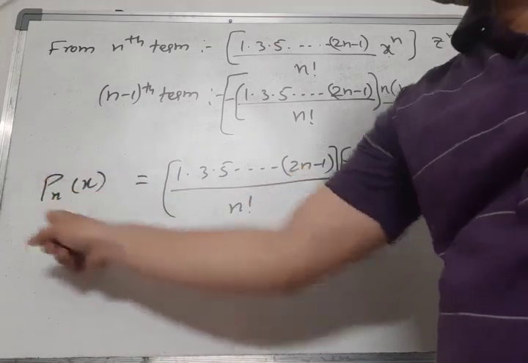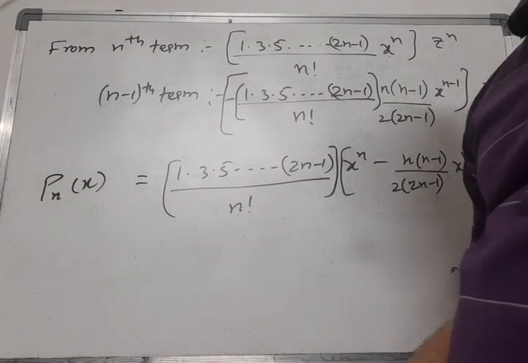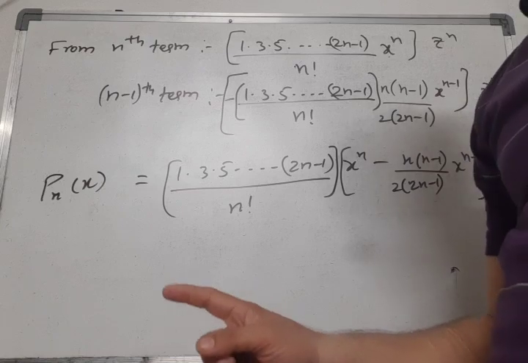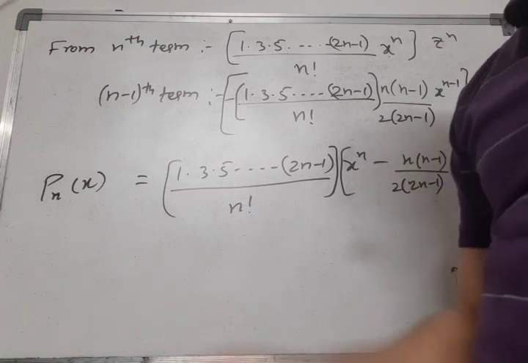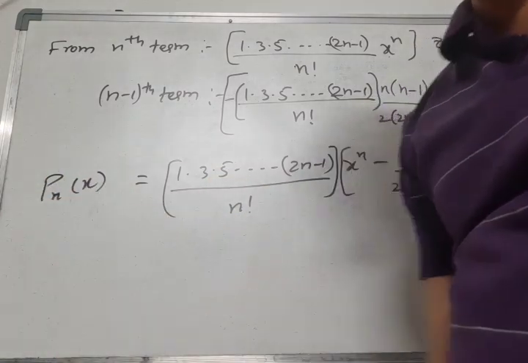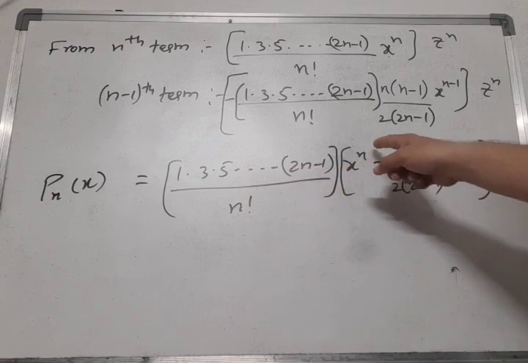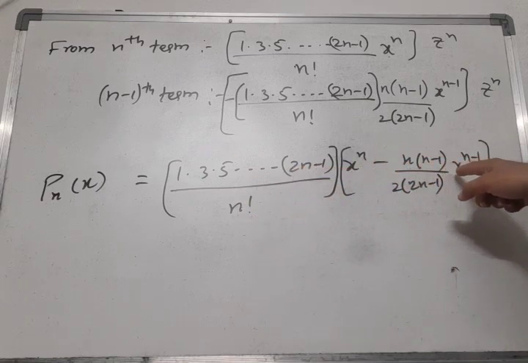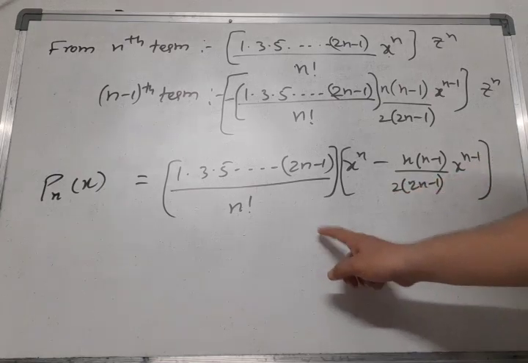This is the polynomial where we are using the generating function, that is 1 minus 2xz plus z square whole to the power of minus 1 by 2. That is the generating function. From that generating function, we have derived the Legendre polynomial Pn of x. That is 1 into 3 into 5, odd multiples, by n factorial into x power n minus n into n minus 1 x raised to n minus 1 by 2 into 2n minus 1. This is the Legendre's polynomial.